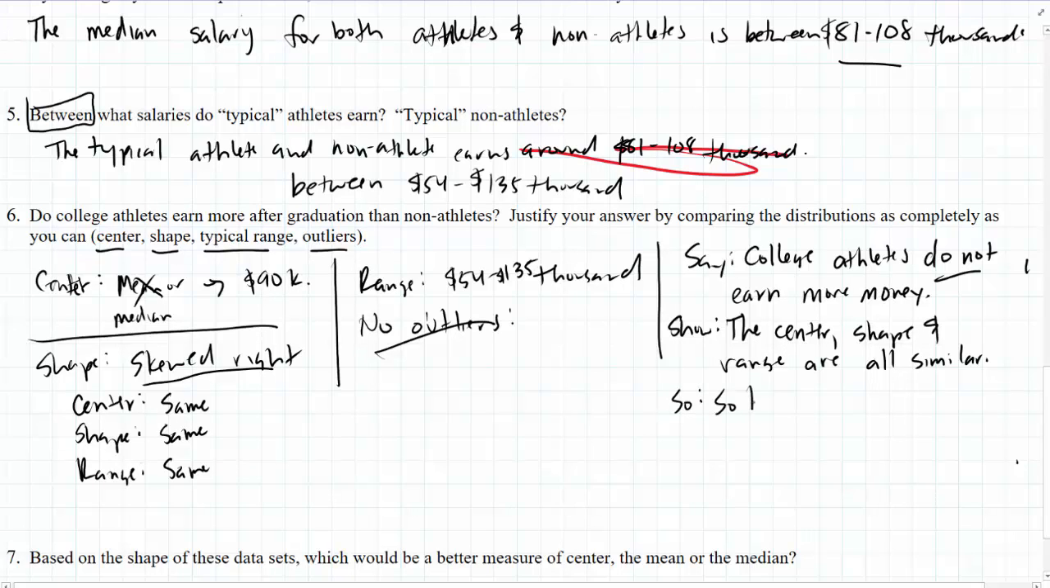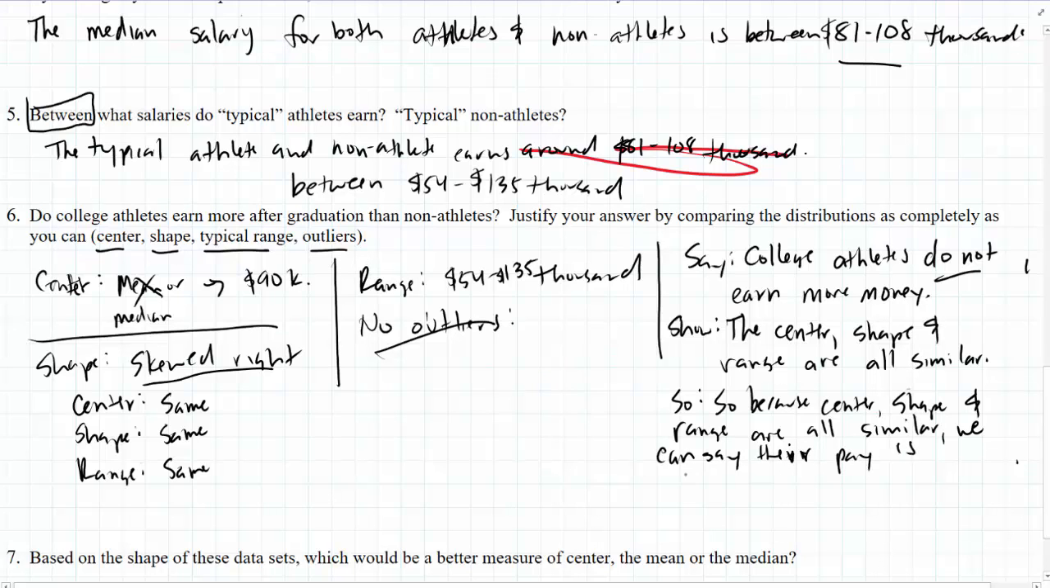So because center, shape, and range are all similar, we can say their pay is the same.